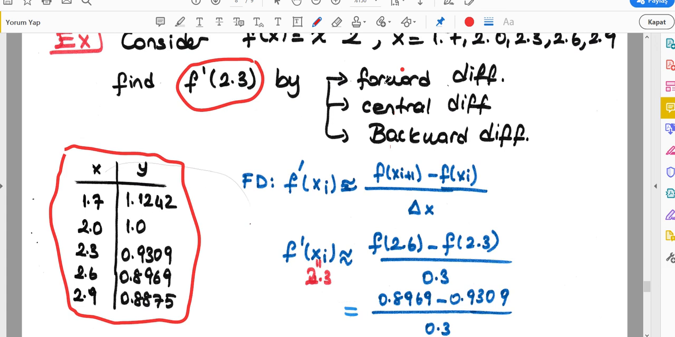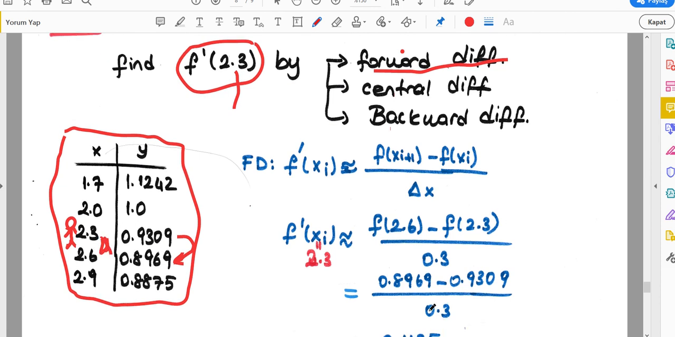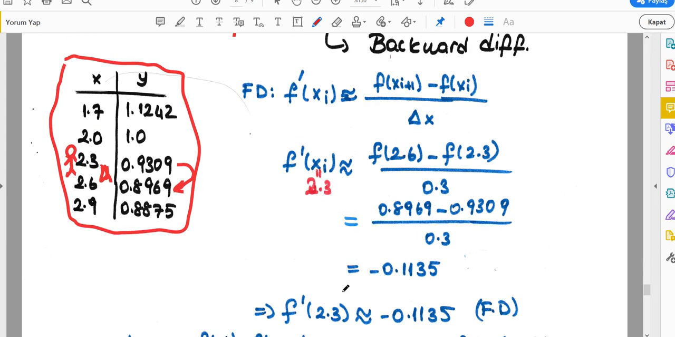For instance, if we want to use the forward difference, where is your location? The location is 2.1. Now you locate yourself at the point 2.3. Forward means what? I should use my next point. So here I'm using my next value: the next value minus myself, divided by delta x. Now we write f of 2.6 minus f of 2.3, divided by my increment. The increment here is 0.3. So by the division, you observe the expression in that form.